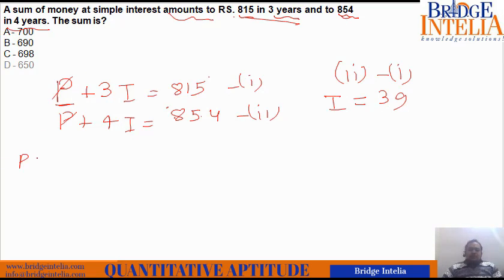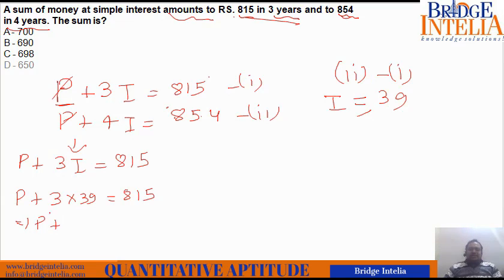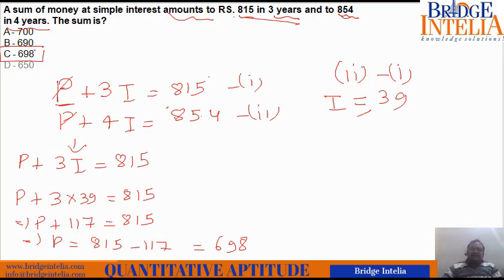So we know that P plus 3I is equal to 815. So substitute the value of I here. So P plus 3 into 39 is equal to 815. So P plus 39 into 3 is how much? So that is P plus 117 is equal to 815. So from here P is equal to 815 minus 117. So that comes out to be equal to 698. So this is the final answer.